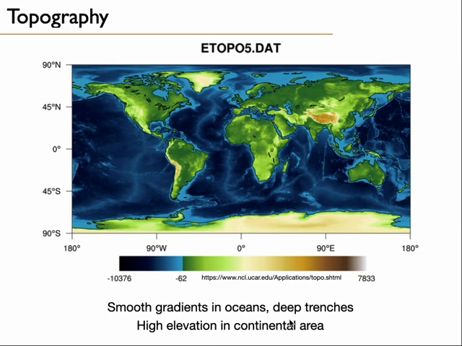There are regions of deep or sharp trenches. For example, here the subduction trenches are very nicely marked in the Pacific region. And there are regions of high elevation. These are located in continental areas. Again, these are the plateaus that you can see here.